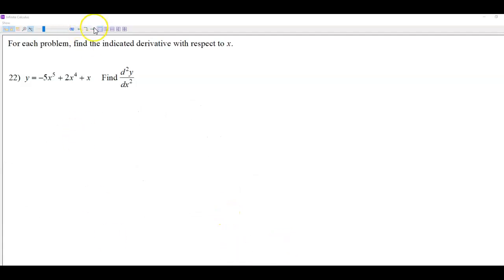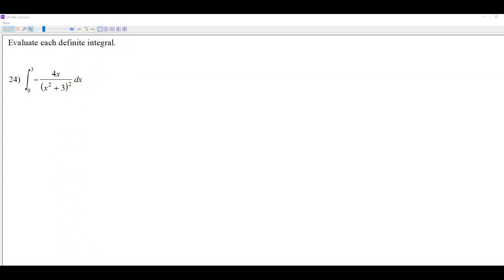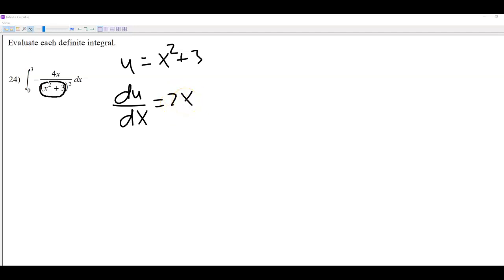Let's go ahead and take a look at number 24. We've got a definite integral here, and it's going to have some u substitution. Here's the u. The u is typically the inside part. After you find your u, you find the derivative of that with respect to the variable in the equation. In this case, it's x, and the derivative is 2x. Getting the dx by itself, we multiply both sides by dx first, and then divide both sides by 2x after that. And that gets the dx by itself.